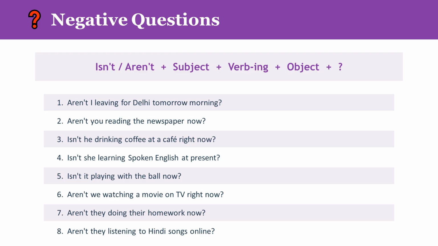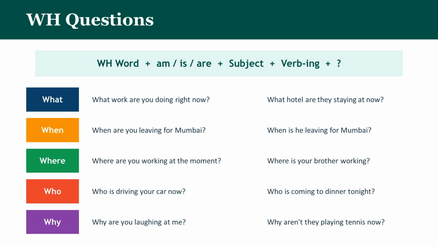Isn't it playing with the ball now? Aren't we watching a movie on TV right now? Aren't they doing their homework now? Aren't they listening to Hindi songs online? These questions expect a yes or no answer, and they usually imply surprise or confirmation. Now let us learn how to ask WH questions using the present continuous tense.